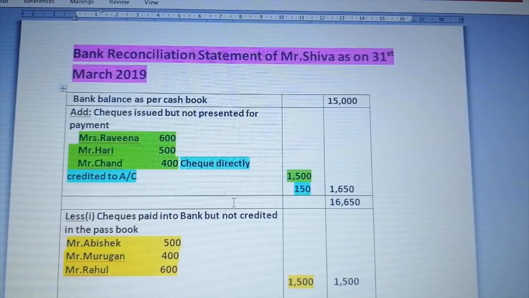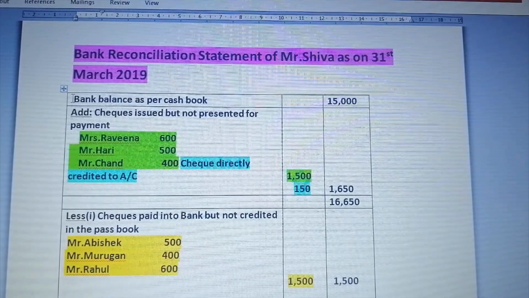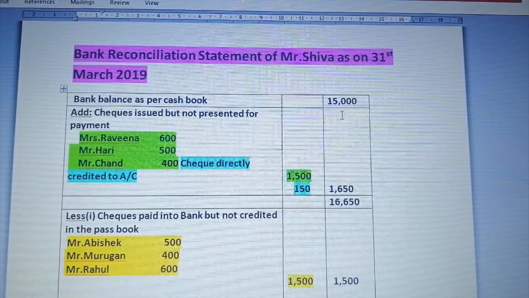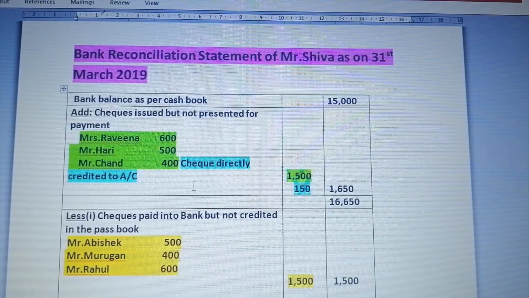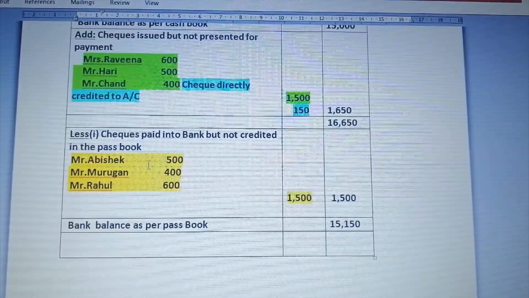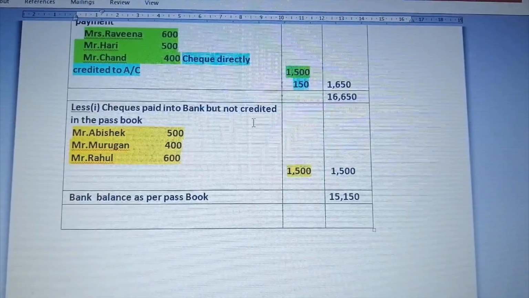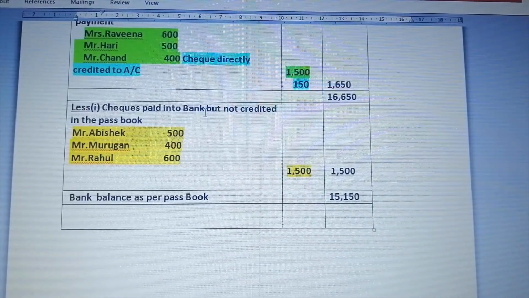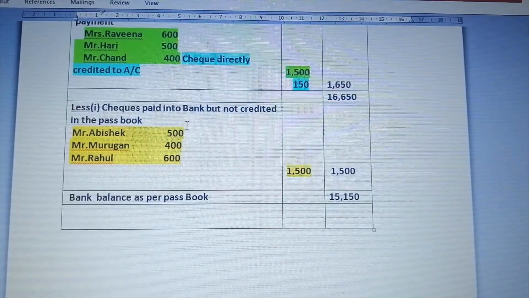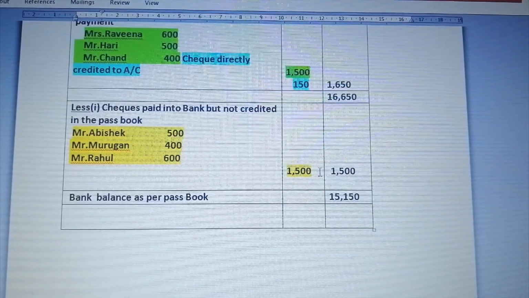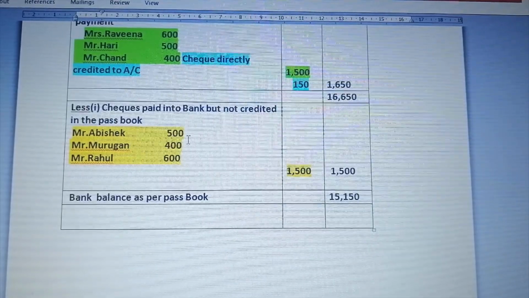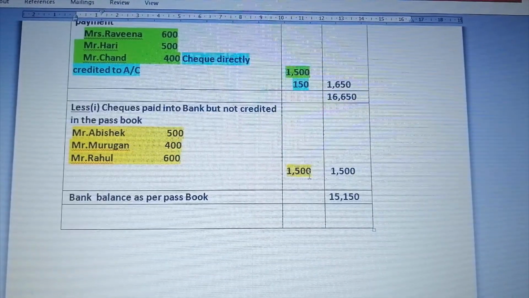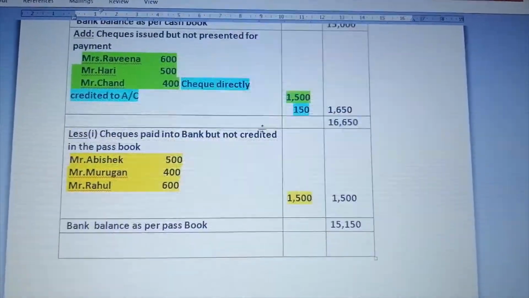See here, bank balance as per cash book 15,000 is taken as a base. Few transactions are to be added, and now we have to deduct the first transaction, that is checks paid into bank. Check is deposited into bank but not credited in the passbook. Total amount is 1,500 rupees. That is from Abhishek 500, Murugan 400 and Rahul 600 rupees. Totally 1,500 is deducted from the cash book balance. Clear?